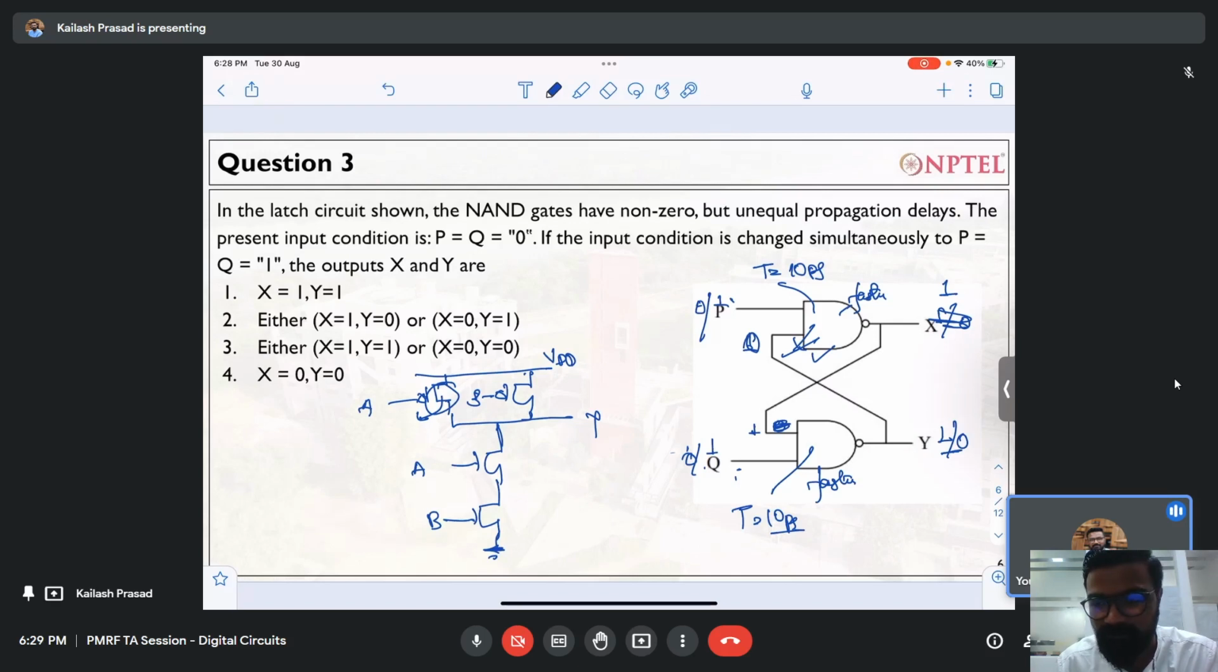Hope you understood the concept. Why both the gates will not have the same propagation delay, and we cannot decide which of the gates will be fast. Okay, is that clear, or did I confuse too much? Hello. Yes.